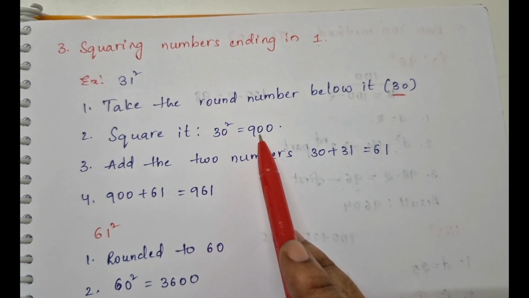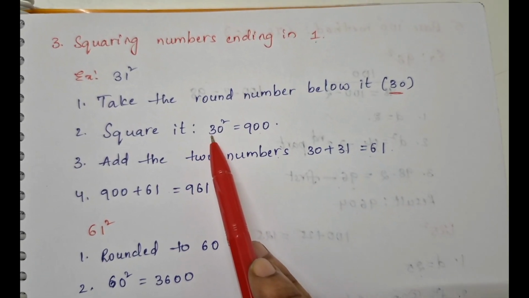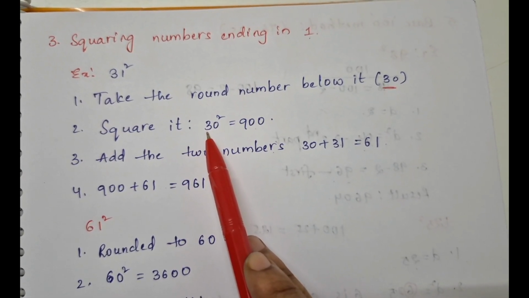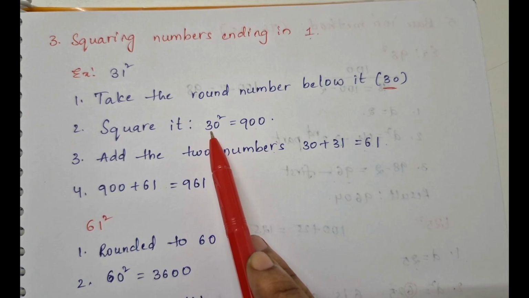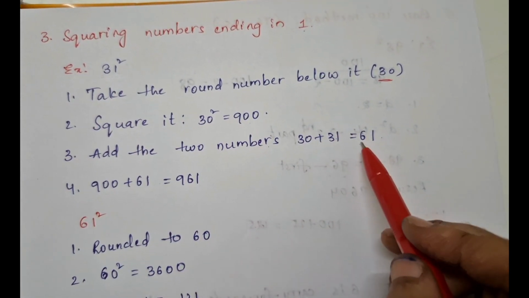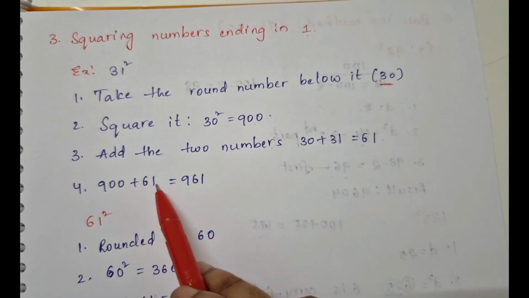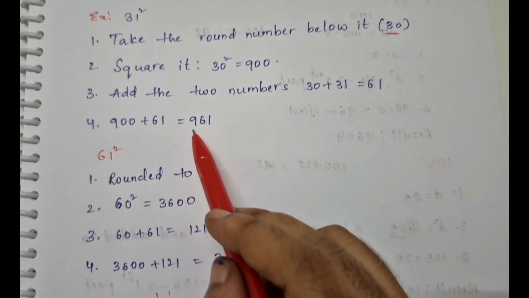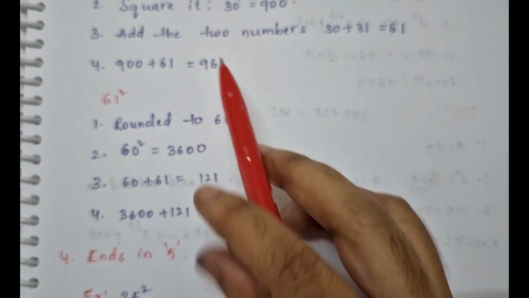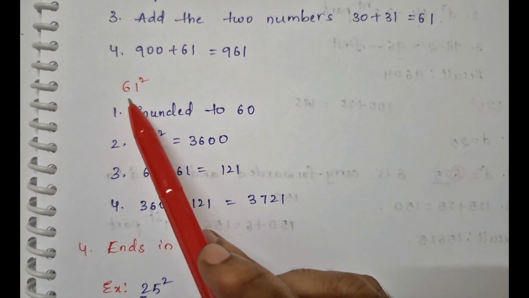Keep that aside. Next, what we will do? We are using the rounded number 30, right? 30 plus the given actual number 31. 30 plus 31 equals 61. We add the 61 to 900. So 900 plus 61, how much you will get? 961 is the answer. Let us take another example here.